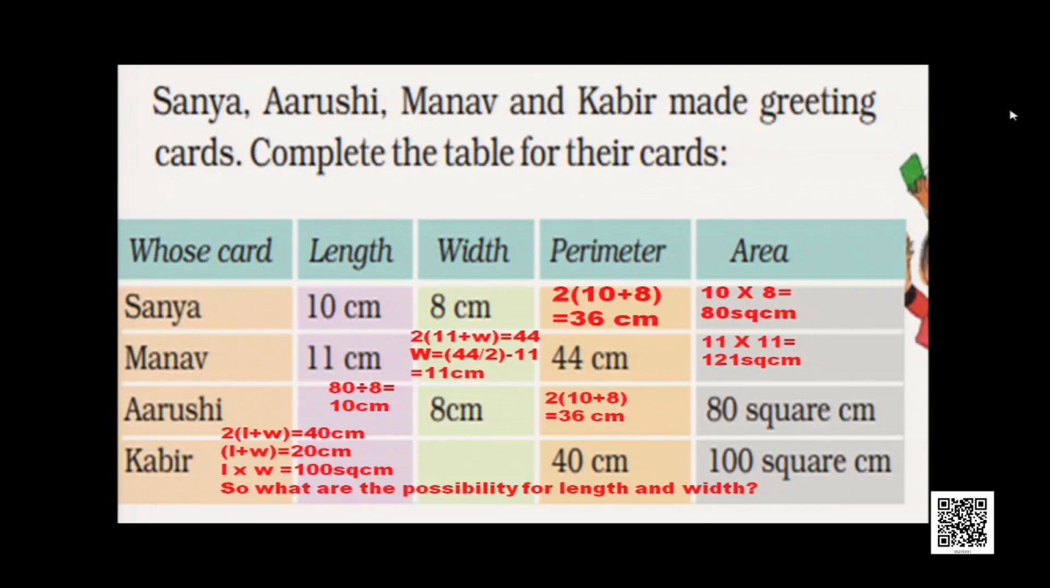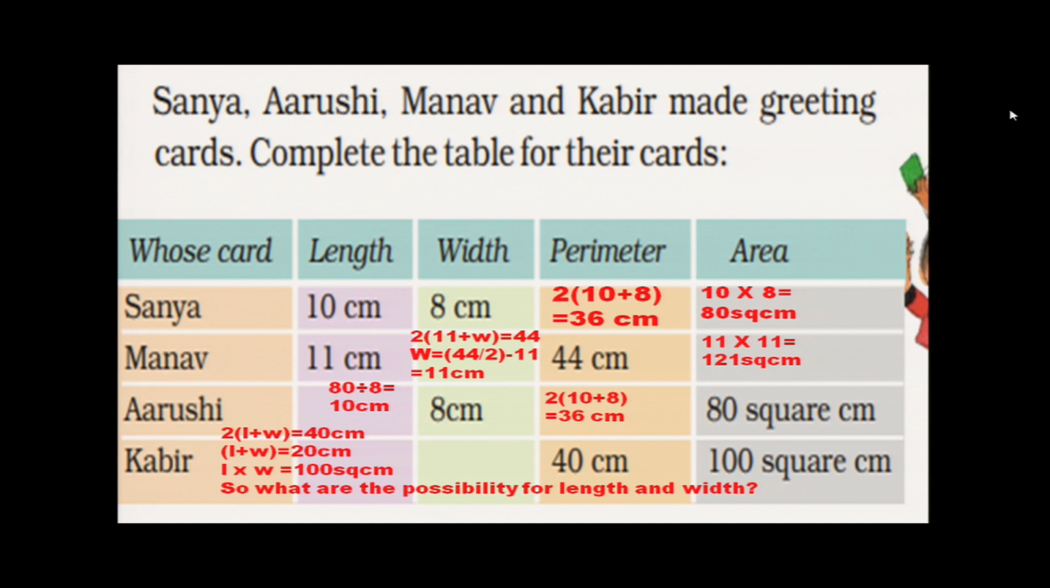Last one, area is given 100 square centimeter and perimeter is given 40 centimeter. Children, here you have to just use the trial and error method: how will you arrange 100 square centimeter so that you can get perimeter 40 centimeter? So I have got here length and width are 10 centimeter and 10 centimeter. Is the perimeter 40 centimeter? Yes, because 10 into 4 you will get 40 centimeter. Okay, so like this you can solve many word problems.